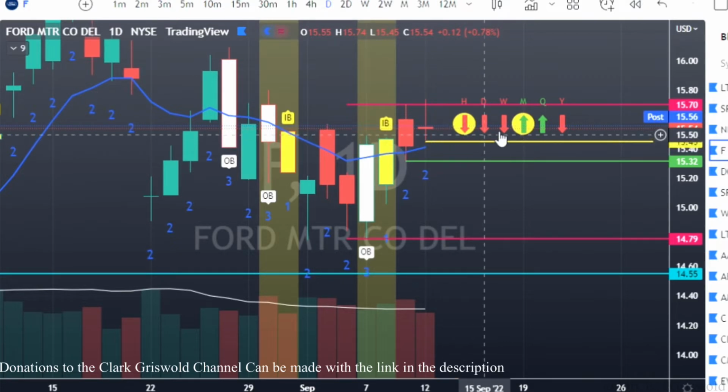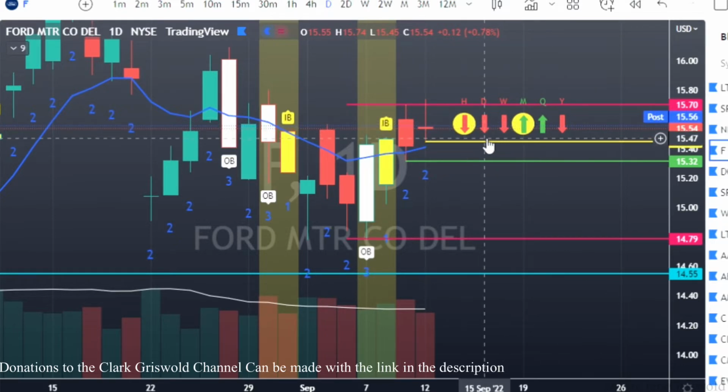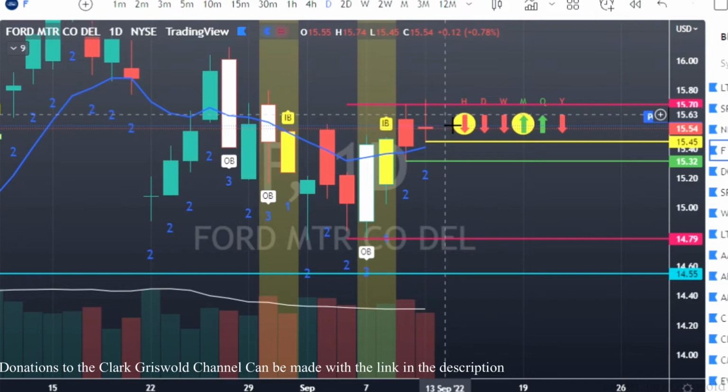So we have the hourly, the daily, and the weekly all red, but if we have a continuation up past this line here, we have all green to the upside outside of the year. So Ford's a little bit of a tough one, and we are in a tough spot here because we are moving into Tuesday, and we really want to see which direction this stuff is going to go, because this candle represents both the daily and the weekly right now.